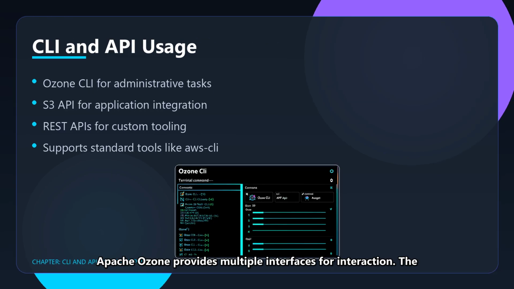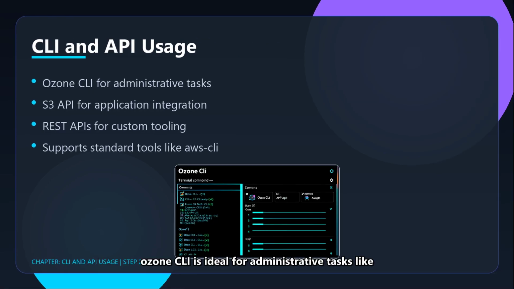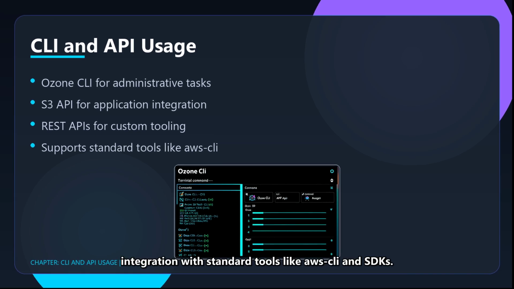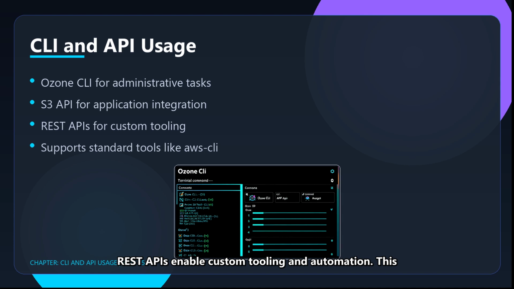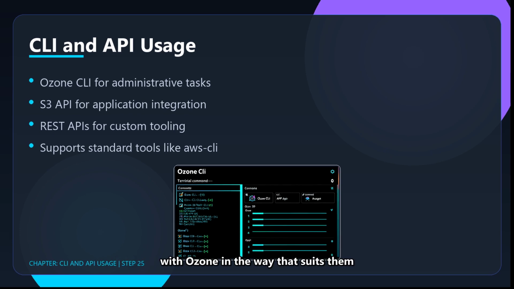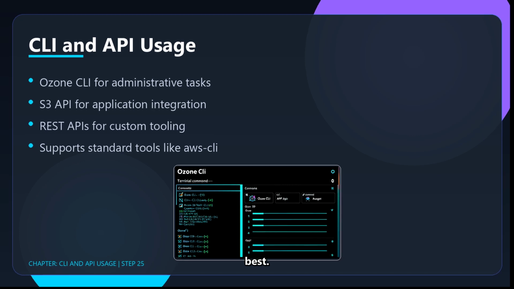Apache Ozone provides multiple interfaces for interaction. The Ozone CLI is ideal for administrative tasks like managing volumes and buckets. The S3 API allows integration with standard tools like CLI and SDKs. REST APIs enable custom tooling and automation. This flexibility ensures that developers and administrators can work with Ozone in the way that suits them best.